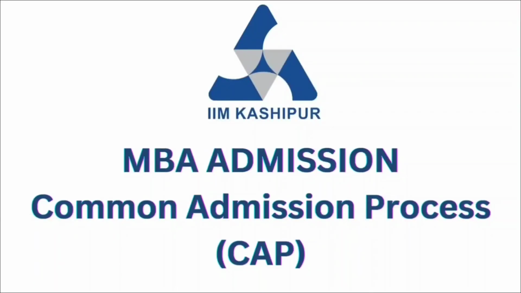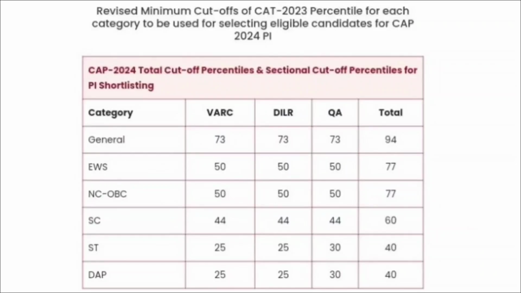So if we consider the overall eligibility criteria for the CAP round, then it is 73 percentile in all the three sections for the general category, and overall it is 94 percentile in your CAT entrance examination. For EWS and NCOBC, it is 50 percentile in all the three sections, and overall it is 77 percentile in your CAT entrance examination. For SC category, it is 44 percentile in all the three sections, and overall it is 60 percentile in your CAT entrance examination.